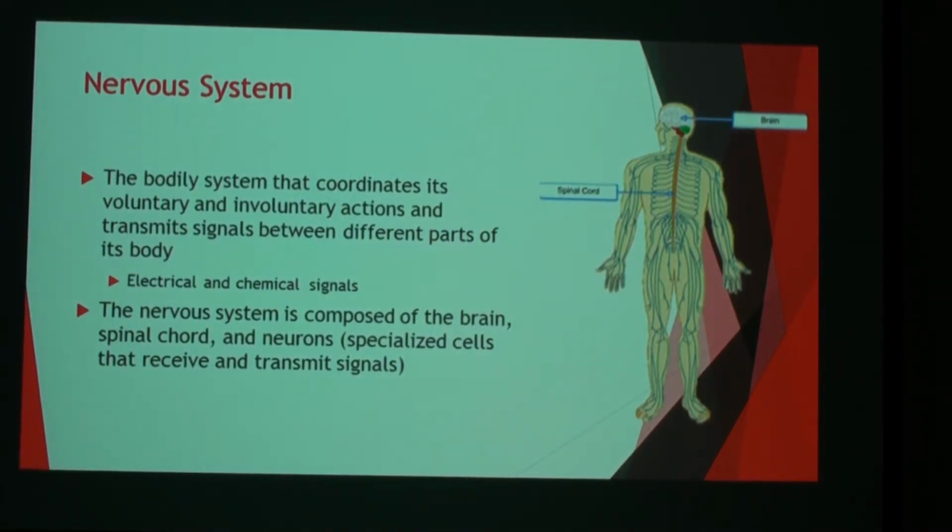Next we have the nervous system. The nervous system is the bodily system that coordinates its voluntary and involuntary actions and transmits signals between different parts of the body. These signals can be either electrical or chemical. The nervous system is composed of the brain, which is right here at the top, the spinal cord, which runs all the way from the base of your brain to the sacrum, and the neurons, which are specialized cells that receive and transmit signals.